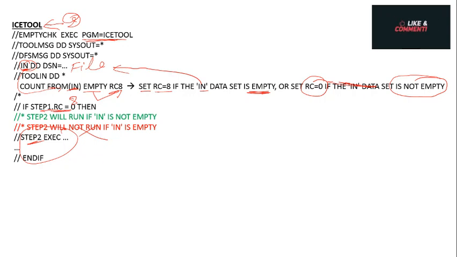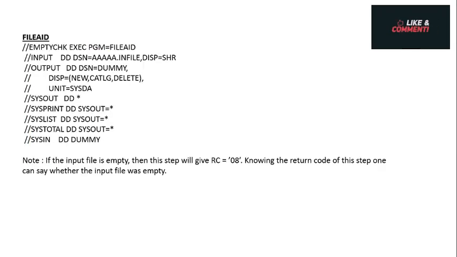Okay, let's go to the next utility, File-AID. In the File-AID utility, what happens when we copy one empty input file to one output file is that it returns code 8. So if 8 is returned, it means the file is empty.